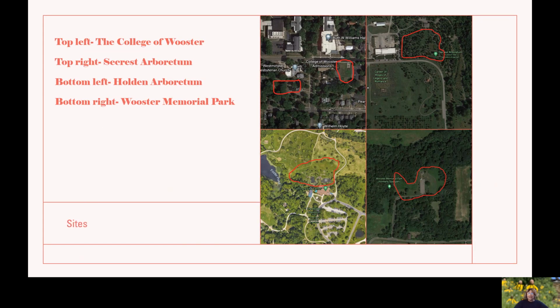Just to show you my sites, on the top left is the College of Worcester site, 2 different gardens there. The top right is the Seacrest Arboretum in Worcester, Ohio. Bottom left is the Holden Arboretum near Cleveland, Ohio. And the bottom right is Worcester Memorial Park, also in Worcester, Ohio.